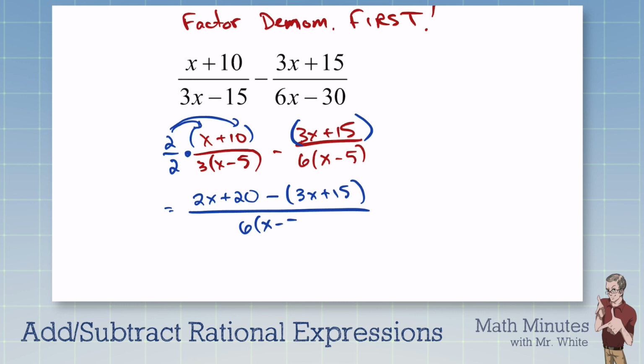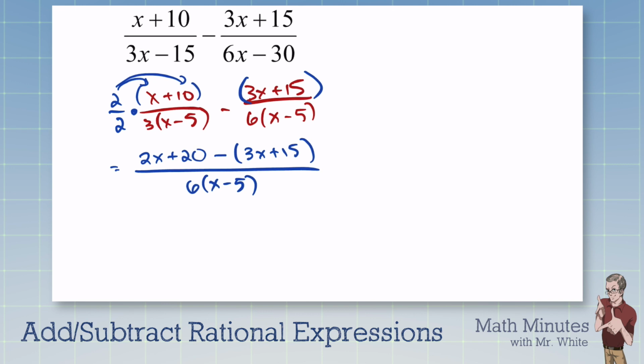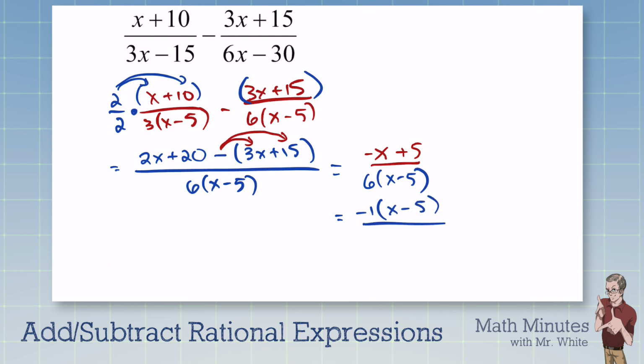Let's leave that in factored form, because we may have something that cancels here at the end. Let's see. So now we go ahead and distribute minus 3x. That would be negative x. And then minus 15. That's plus 5. All over ours. Again, I'm not going to multiply this out, because look what happens on the top. We could factor out a negative 1 on the top. And we have a matching factor that was hiding in there.